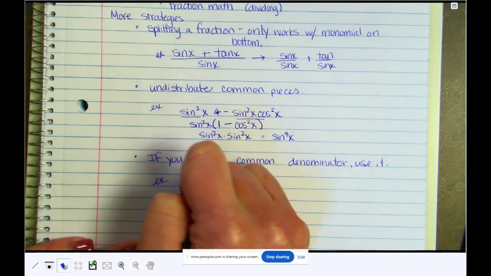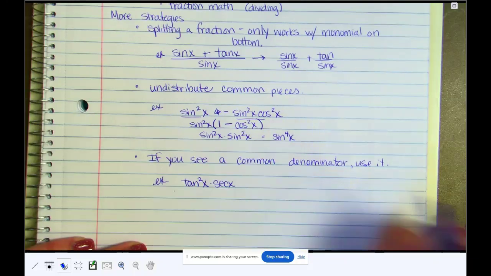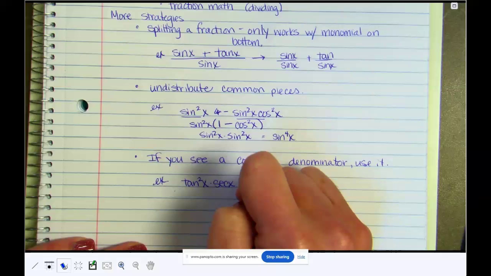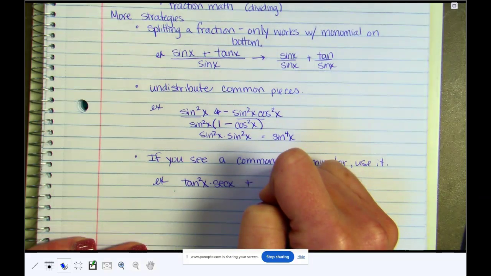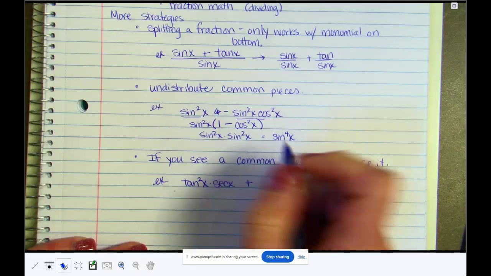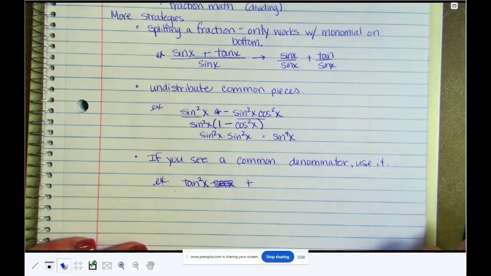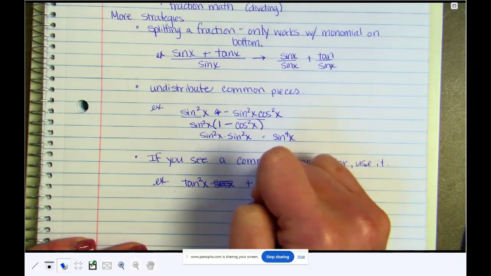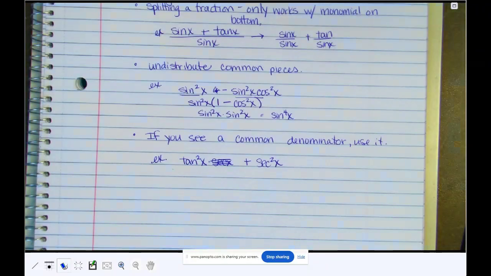Let's say we've got tangent squared times secant squared. Okay, so you're going to say to me, hey, there's no common denominator because there's no fractions, Mrs. Douglas. Right. I agree with you.